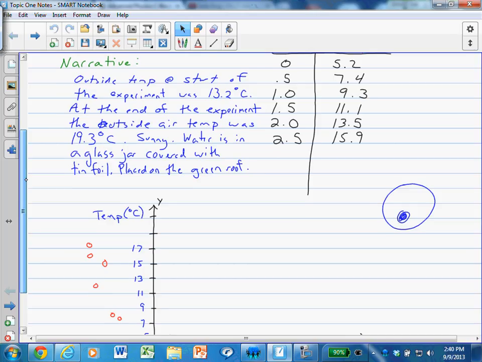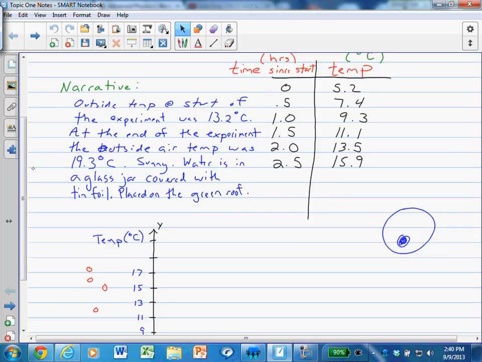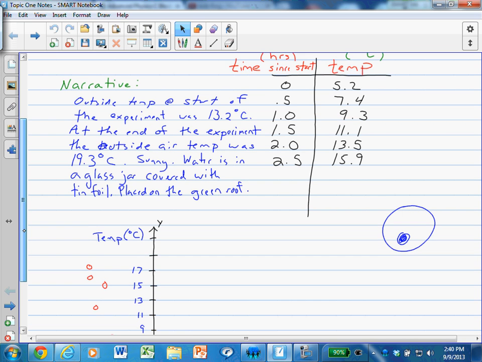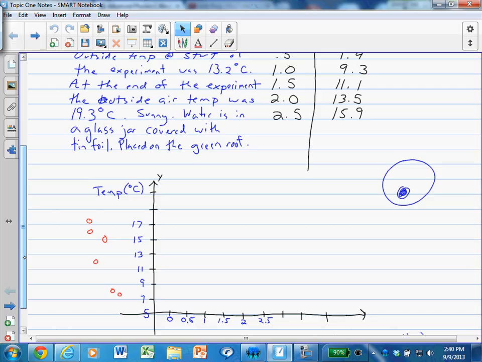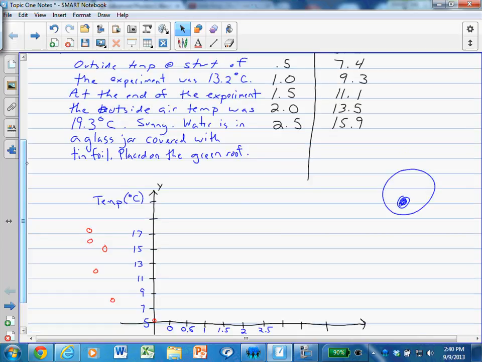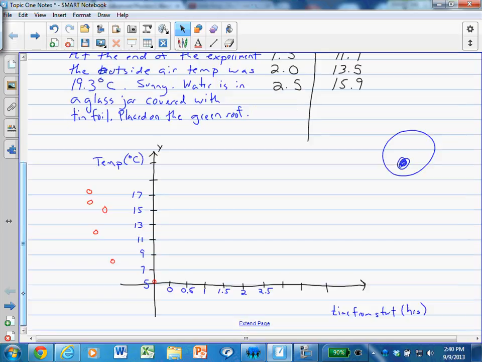The first thing is, what's our first point that we have? 0, 5.2. So I could take this one and put it down around 5.2 and 0 there. See, I did that? The next one we have is 0.5, 7.4.